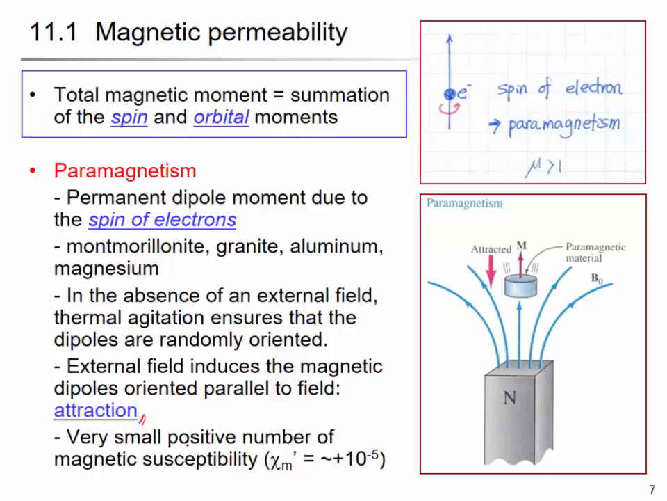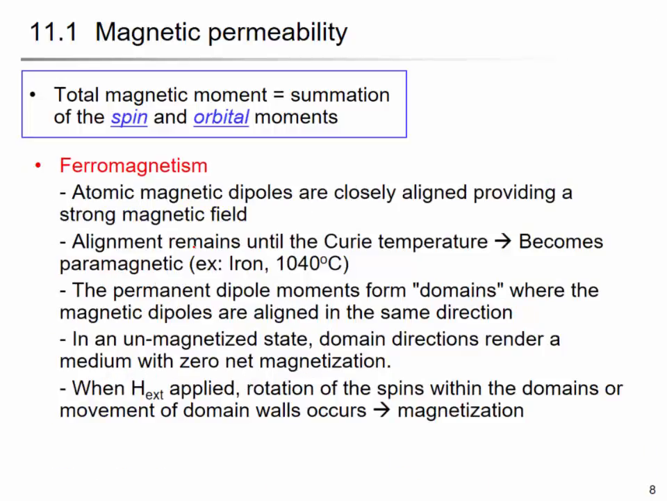So it has a positive value of the magnetic susceptibility. So chi m here is around plus 10 to the negative 5. And montmorillonite is a paramagnetic material. And the last one is the ferromagnetic material.